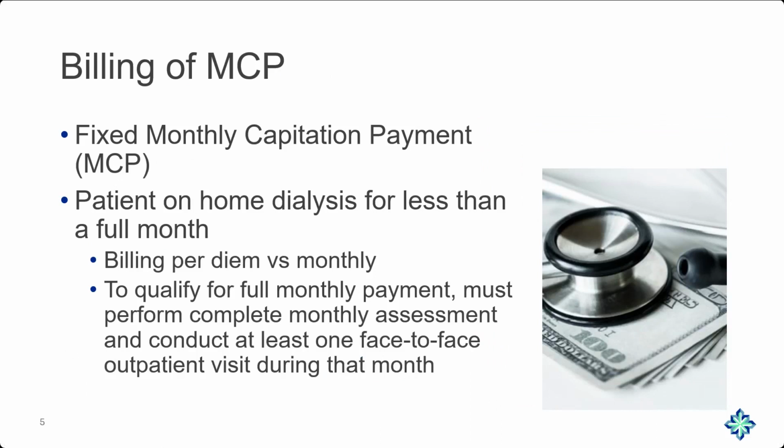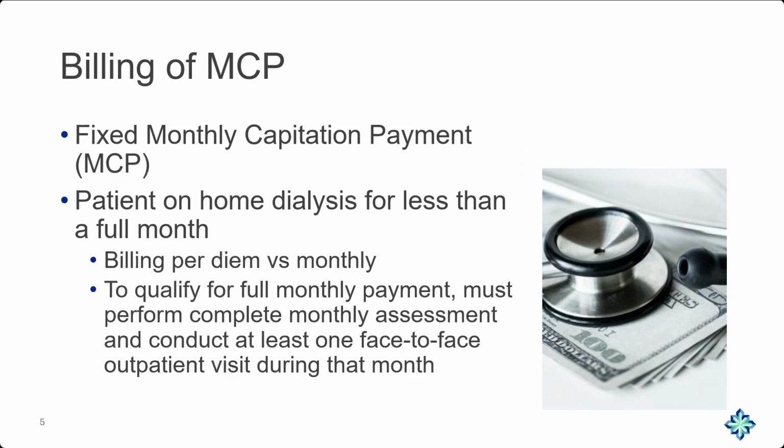So now let's discuss billing of MCP. According to the Medicare Claims Processing Manual, Chapter 8, Section 140.2.1, a physician or practitioner may, in certain circumstances, bill the appropriate age-based home dialysis monthly capitation payment even when services are provided for less than a full calendar month, as long as the CMS requirements for the monthly service are met. And these requirements include a complete monthly assessment and at least one face-to-face visit during that month.